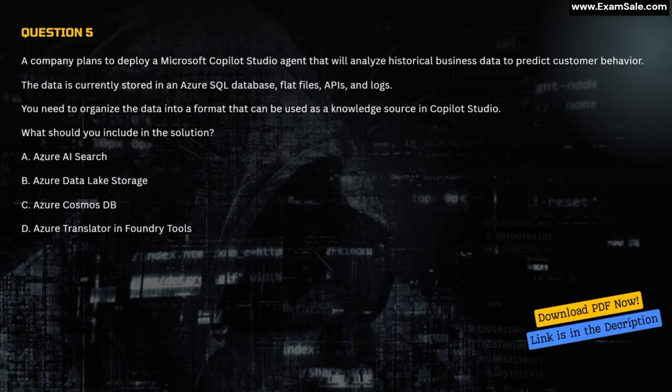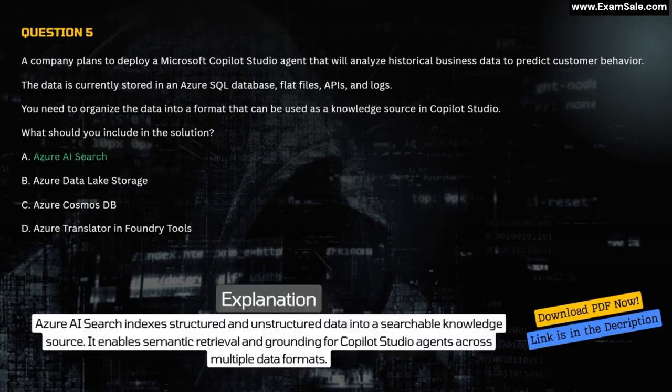A. Azure AI Search. B. Azure Data Lake Storage. C. Azure Cosmos DB. D. Azure Translator and Foundry Tools. Correct answer A. Azure AI Search. Explanation: Azure AI Search indexes structured and unstructured data into a searchable knowledge source. It enables semantic retrieval and grounding for Copilot Studio agents across multiple data formats.